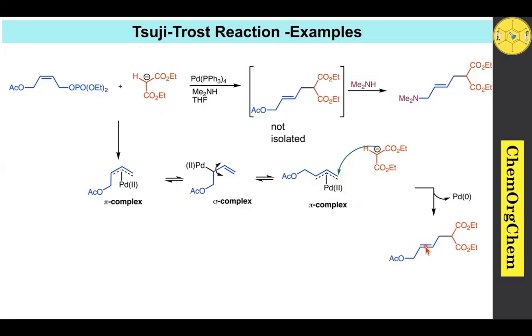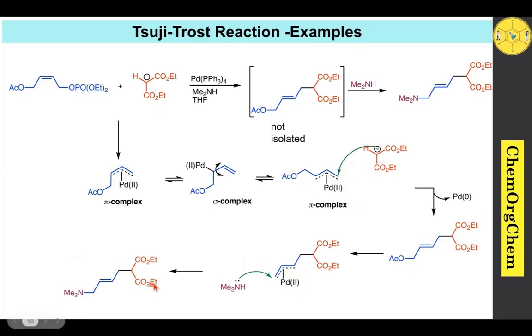Now this allylic part undergoes one more Tsuji-Trost reaction. So we generate the corresponding pi-allyl palladium species. Now dimethylamine reacts with this terminal carbon of the pi-allyl complex, which produces the corresponding allylic substitution product.